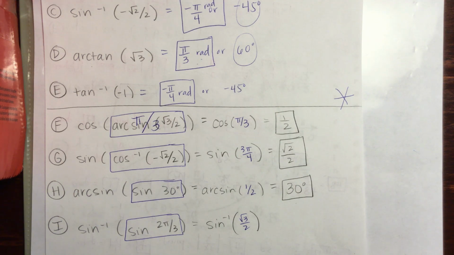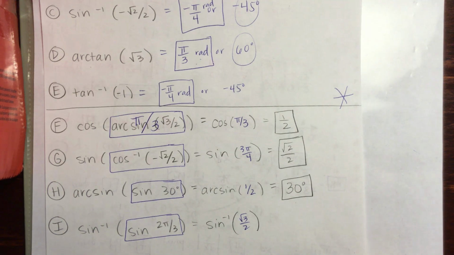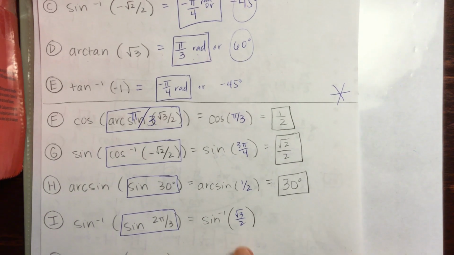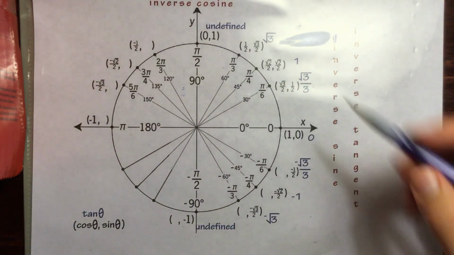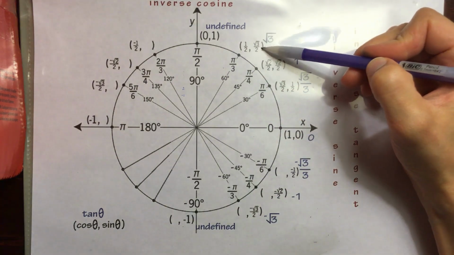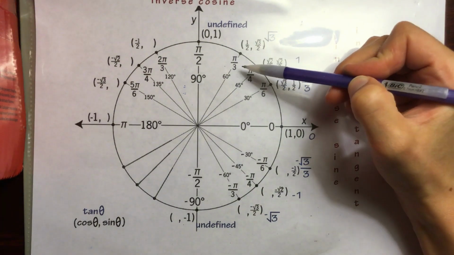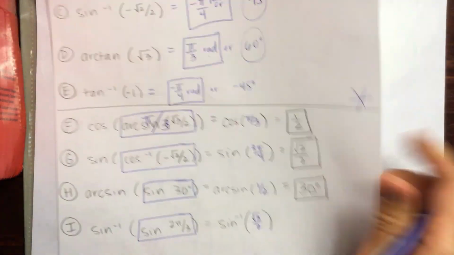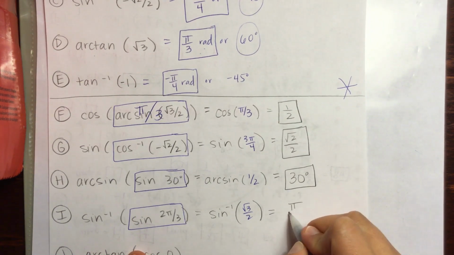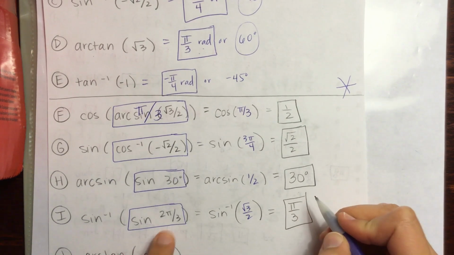So inverse sine can only be on the right-hand side of my unit circle. So on the right-hand side of my unit circle, where's the sine fraction, the y coordinate piece, equal to positive square root 3 over 2? That occurs here at pi thirds, or 60 degrees. I'm going to use radians because that is what I started with.